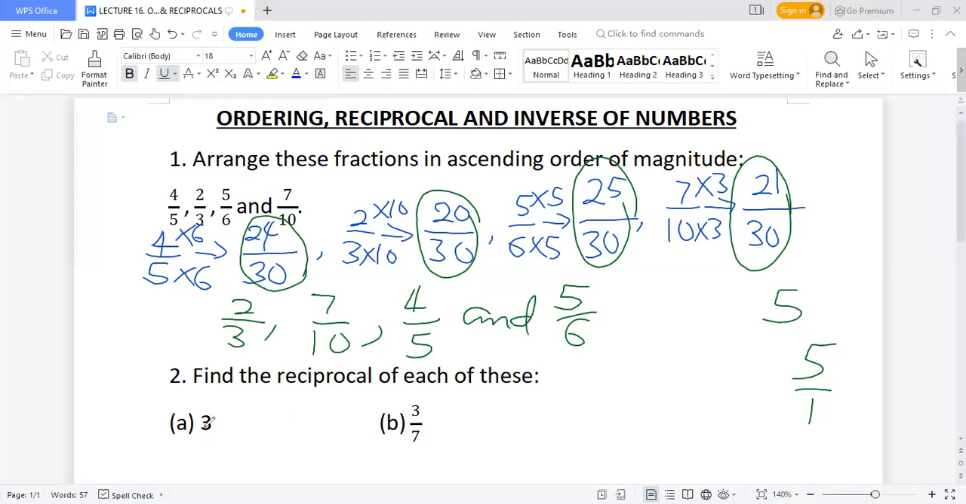Here, the reciprocal of 3. This 3 as a whole number means 3 over 1. So the reciprocal is 1 over 3. Then the reciprocal of 3 over 7, just reverse the order of the fraction. So it becomes 7 over 3, or the equivalent, which is 2 and 1 over 3 when you convert this into a mixed fraction.